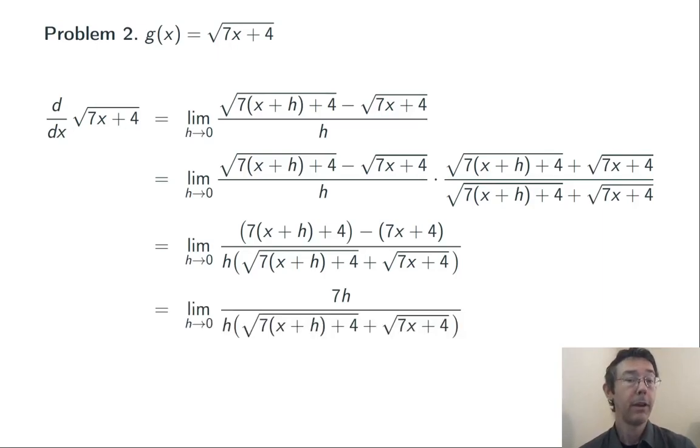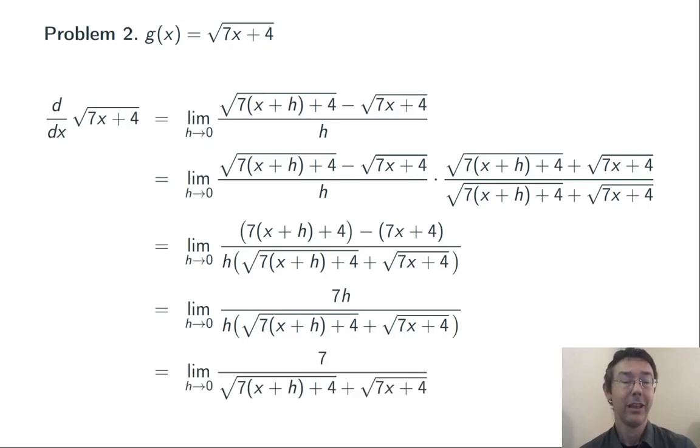Okay, let's simplify the numerator by combining like terms. I'm just left with 7h. And now those h's cancel. I'm left with 7 over square root of 7 times x plus h plus 4, plus the square root of 7x plus 4. And now I can evaluate my limit by plugging in h equals 0. My final answer is 7 over 2 times the square root of 7x plus 4.